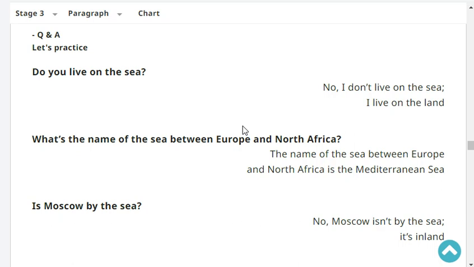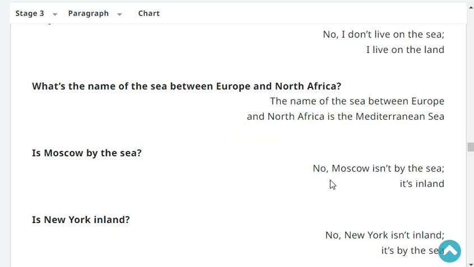What's the name of the sea between Europe and North Africa? The name of the sea between Europe and North Africa is the Mediterranean Sea. Right? Is Moscow by the sea? No.